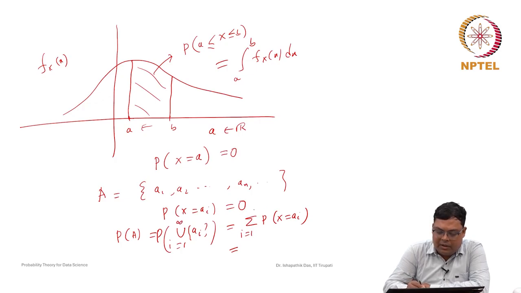This is infinity. So this is the sum from i equal to 1 to infinity. Because all the probabilities are 0, it is a convergent series and it will converge to 0 only. So, these are some of the properties.